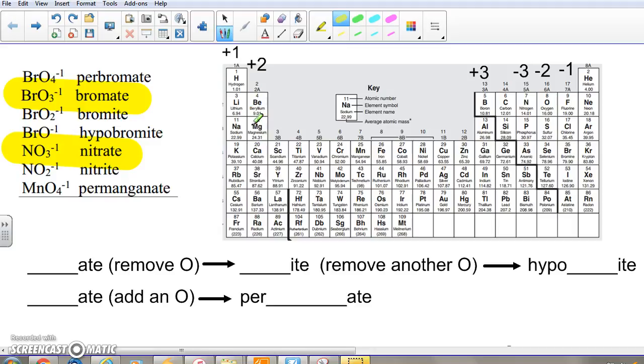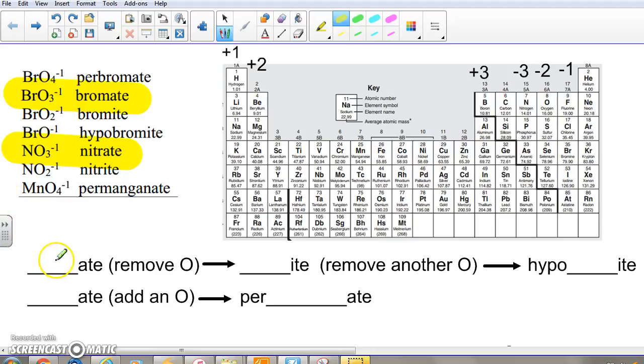So our trend is the same as before. We add an O to bromate, BrO3, add an O, and now we are at perbromate. Remove an O instead, and instead of becoming perbromate, you keep no prefix and just say bromite. The ate becomes an ite. Take another one off and you get your hypo just like before. We've learned our nitrate ion, NO3-1. Take an oxygen off, and you have your nitrite ion. And so it's summarized down here.